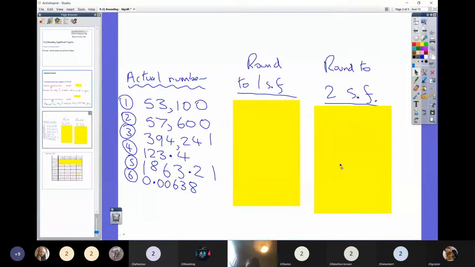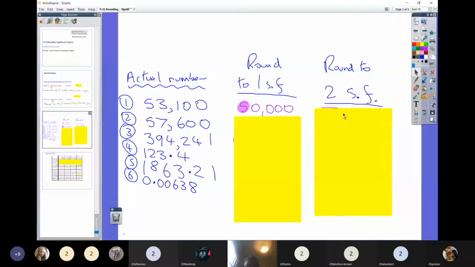53,100, one significant figure, only one number is not a naught. That's going to be 50,000. I know there's a lag, a smaller lag now. And to two significant figures, that would be 53,000.